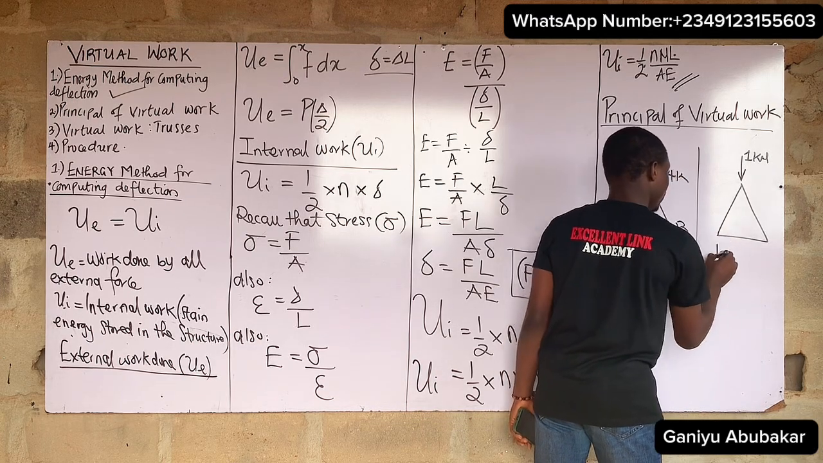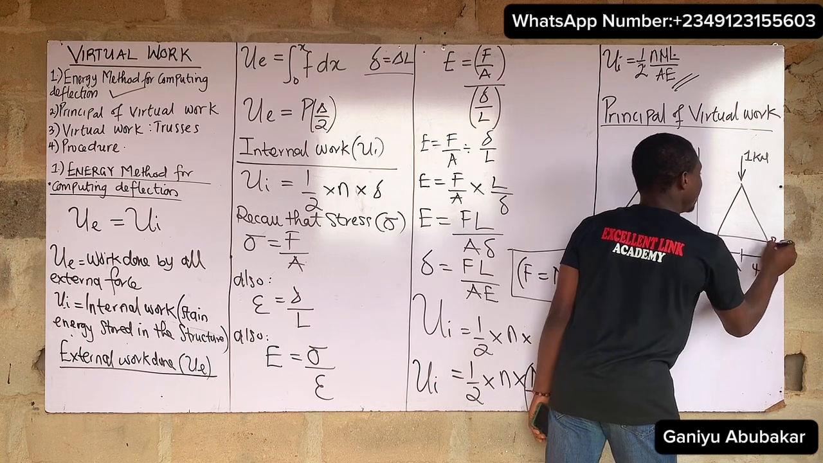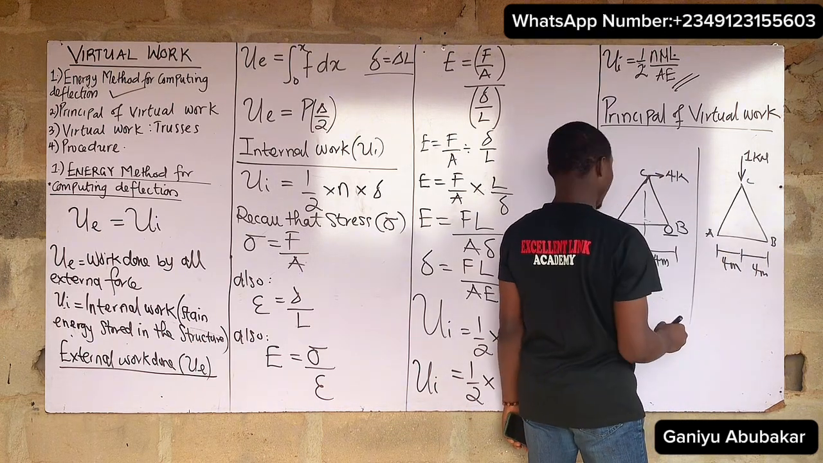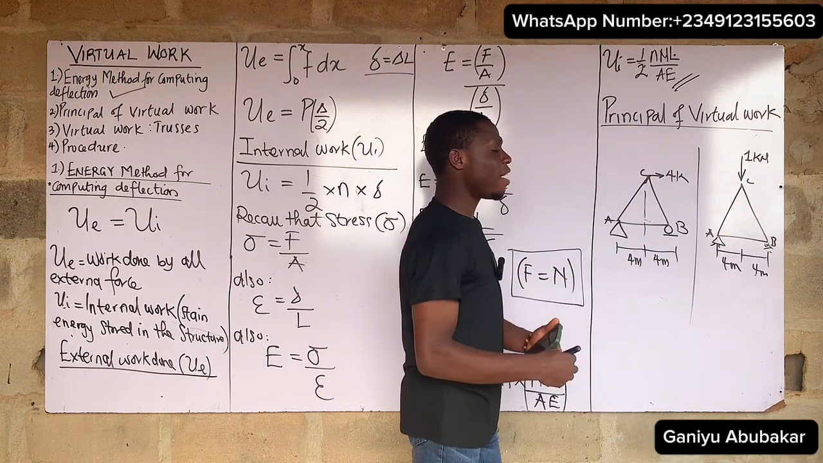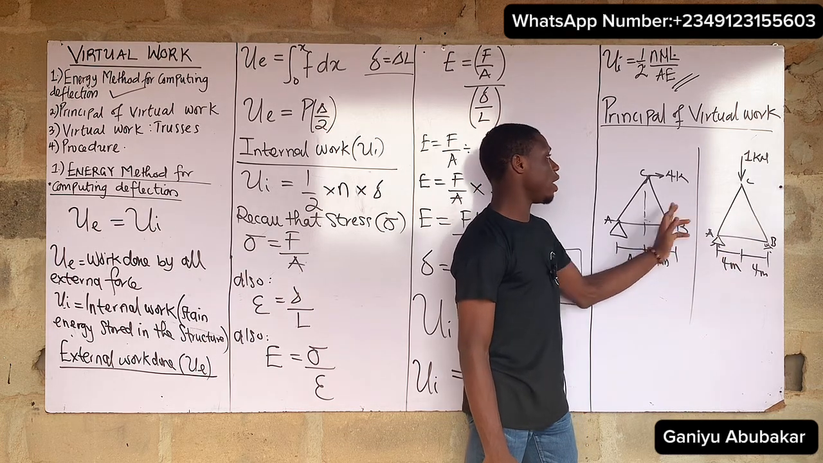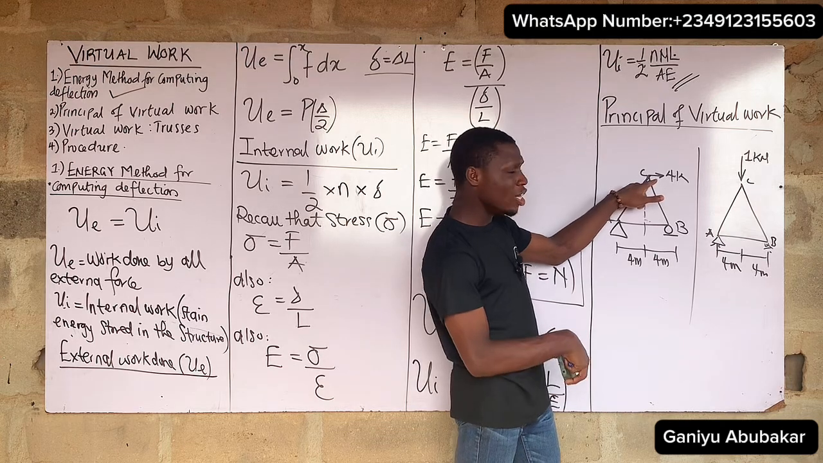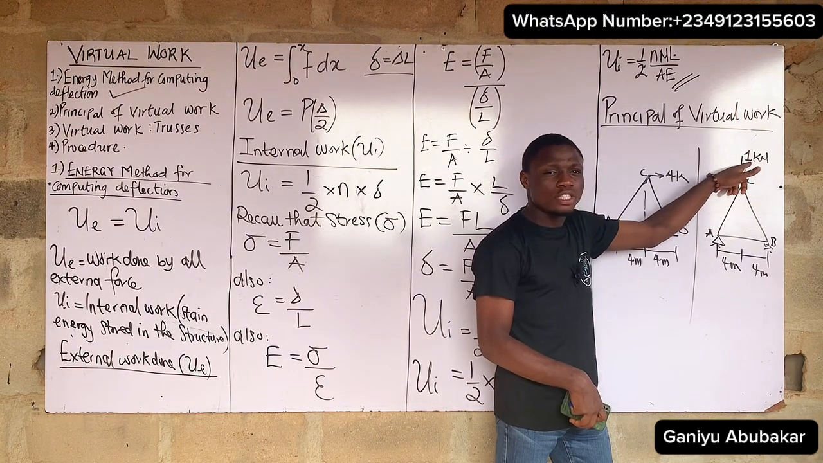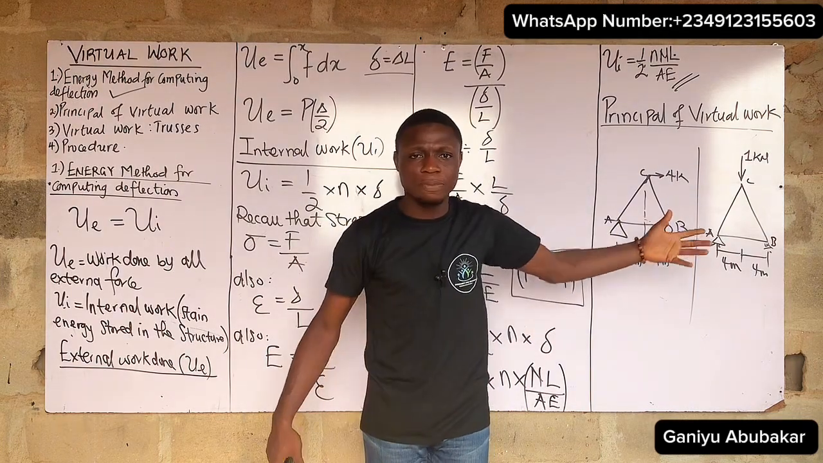I have this: 4 meters, B, C, A. I have a pin here and a roller. So your ability to convert the real diagram to the unit load method is the concept of virtual work. So just convert the original force given to one unit load. Unit means one. Convert it to one. That's the idea. So I have this.